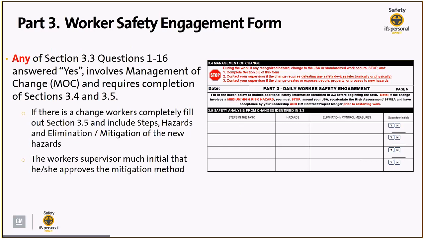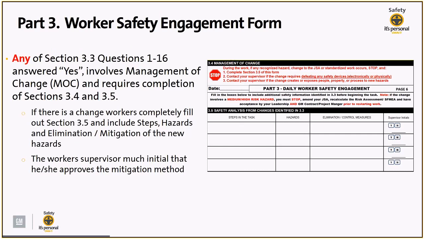So once again, questions 1 through 16 ask about additional hazards that may be found that are not included in the JSA. These are addressed in section 3.3, which are the 16 questions. If the worker answers any of the questions yes, then sections 3.4 and 3.5 need to be filled out.